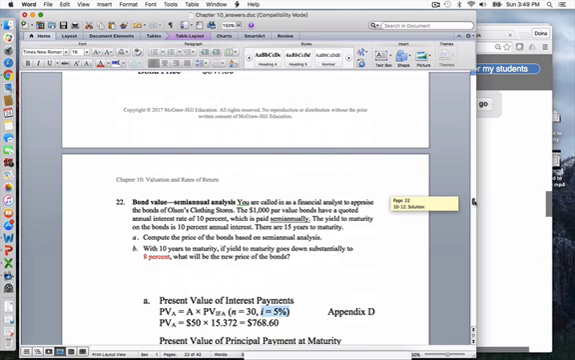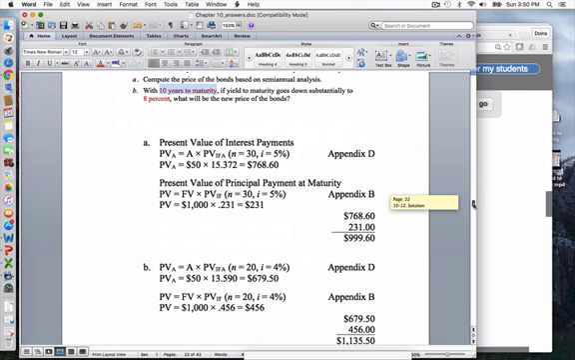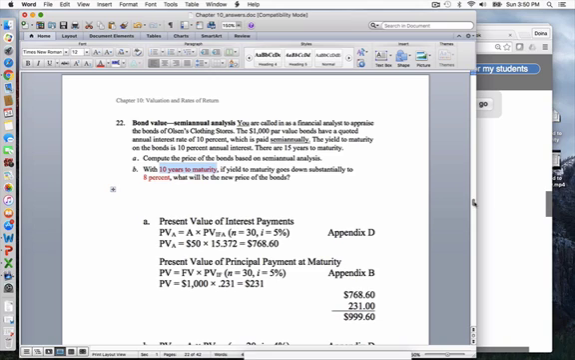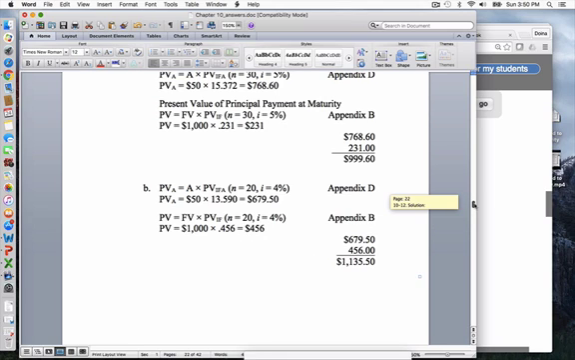We have a change with 10 years to maturity, so that changes too. Instead of 15, we have 10. So 10 times 2, N equals 20. 8 divided by 2, 4%. And then we use those calculations, Appendix D and Appendix B, and I have the present value, or price of the bond, $1,135.50. It's expected to be above 1,000 because now I am at 8%. It's below my original bond coupon rate of 10%.